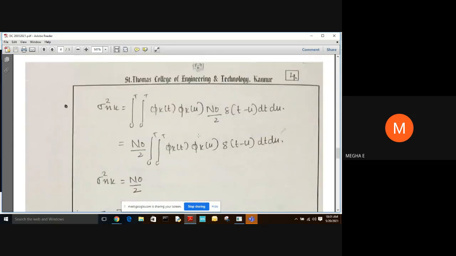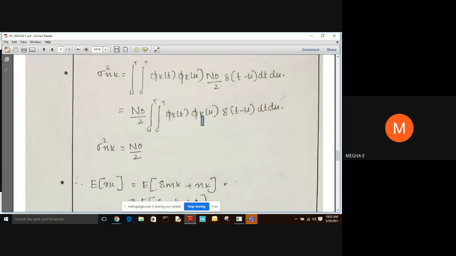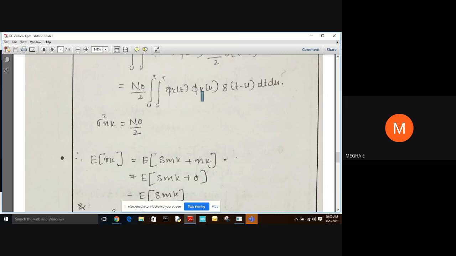So the variance is nothing but the integral from 0 to T of phi k of t, phi k of u, N0 by 2 into delta of t minus u, dt du. This is the variance sigma square of nk. Here we take N0 by 2 outside, and the rest of the term, on integrating, becomes 1. The variance we obtain, sigma square nk, is nothing but N0 by 2.